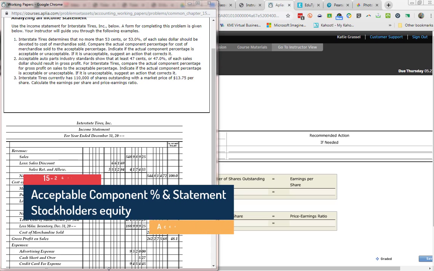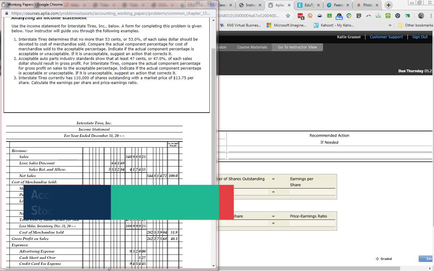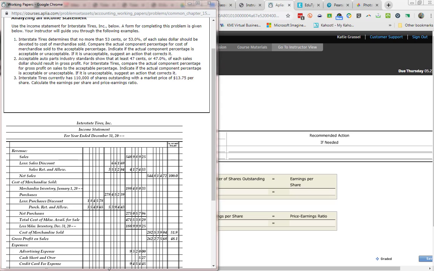So 15.2 is continuing what we learned in 15.1 with our income statement. As a quick review on our income statement, on the very top we have our revenue section. Revenue, we do sales, then you do less sales discount, less sales returns and allowances, then you have net sales. Then you switch over to your cost of goods sold section. You're going to start with your merchandise inventory January 1st, which is your trial balance number.